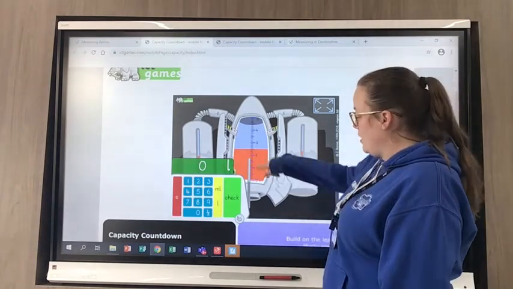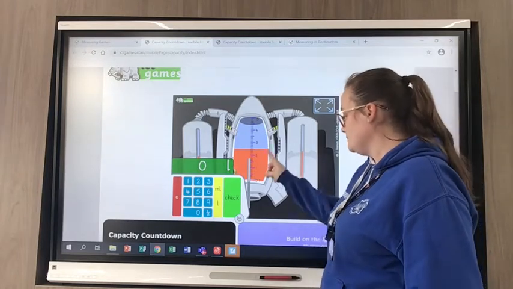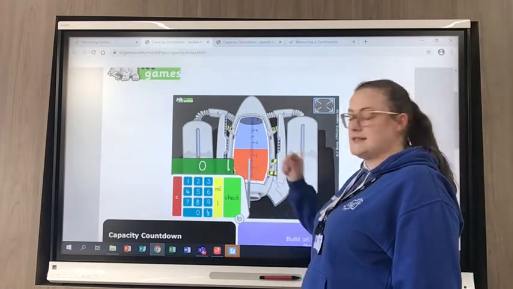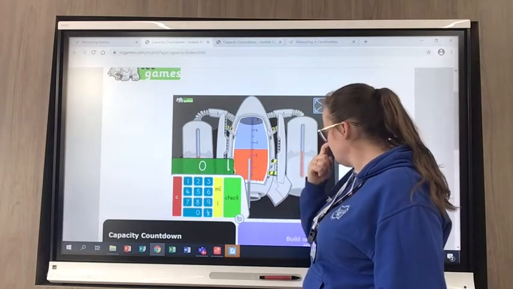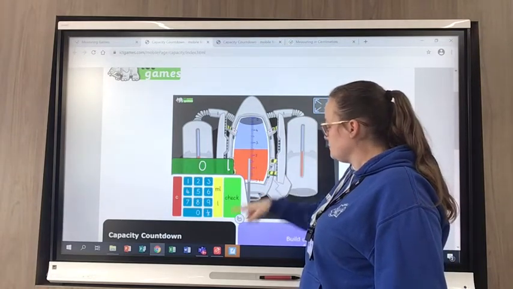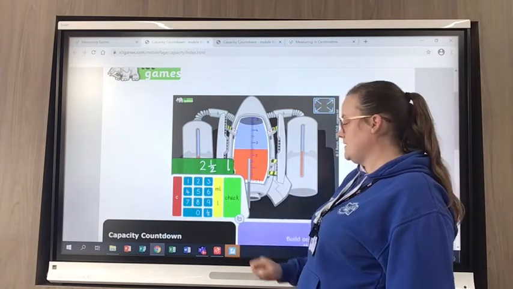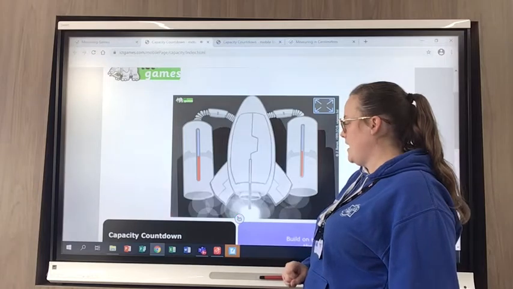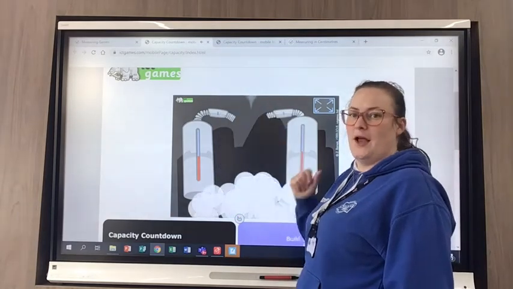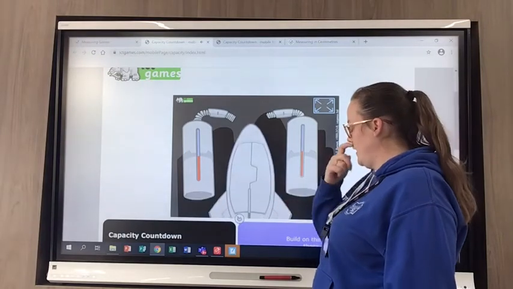So I have a rocket and I have fuel up to 2.5 litres, because it's currently in litres and I'm going to work it out in millilitres. So I'm going to put 2.5 litres and check my answer. And hopefully my rocket fuel will go up. You're going to keep practicing your game.